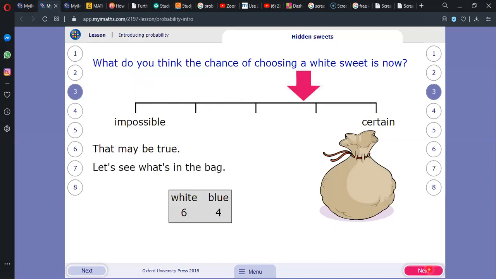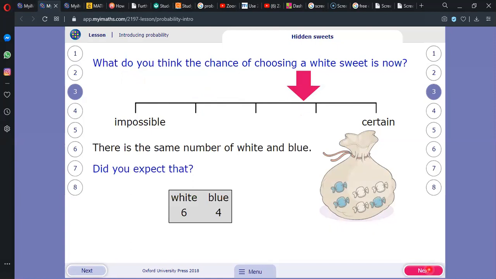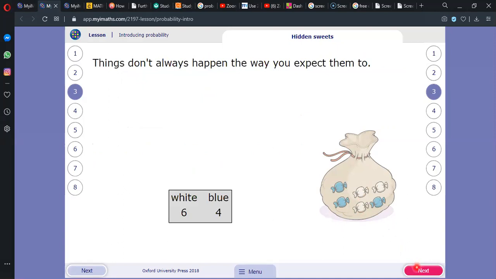Now, let's see what's in the bag, guys. Wow. Can you imagine? We have an equal number of blue sweets and white sweets. Did you expect that? Well, of course we didn't. Things don't always happen the way you expect them to, guys. That is why we talk about probability.